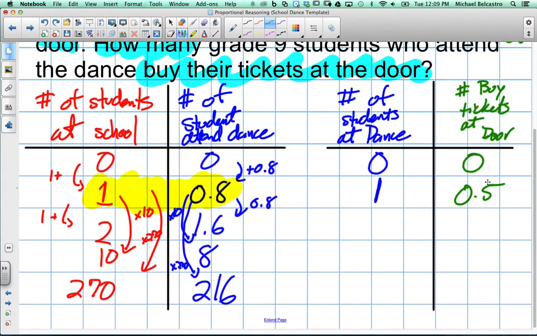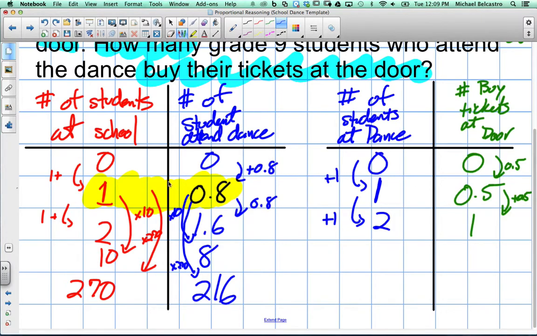Again, that doesn't really make much sense. We wouldn't have 0.5 of a student. But what it's helping us do is show what we're increasing by. If we increase by 1, and if we increase by 1 again and go to 2 students, for our ticket buyers, we're increasing by 0.5. So we increase by 0.5 again. And if 2 students went to the dance, 1 of them would have bought their tickets at the door. Okay, that helps a lot.